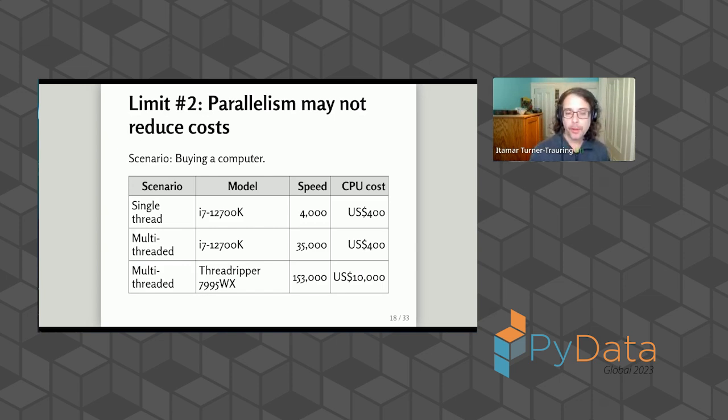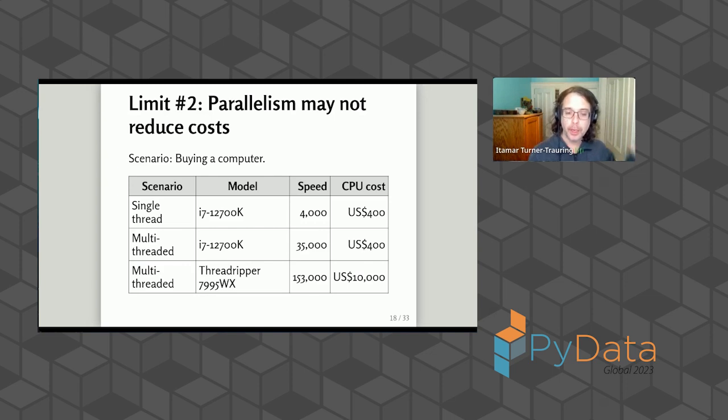If I run in a single thread, I'm running at a speed of 4,000 based on this benchmark suite. If I use all the cores and I run in multiple threads, it's 35,000. So great, I'm running 9 times faster. And either way, I spend $400. So parallelism in this case is great. It is actually saving me money because I can then go on and run some more. If I want to go faster, I need to buy a more powerful CPU.